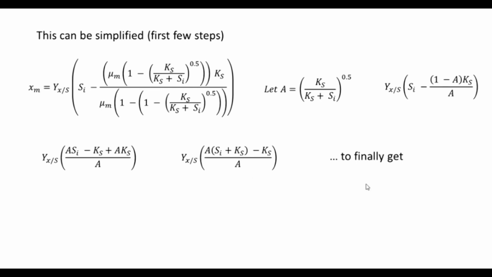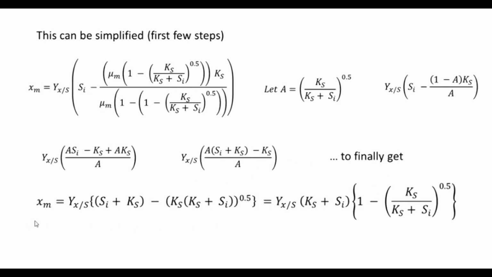You need to follow this for a few steps till we get Xm equals Y X/S into Si plus Ks minus the square root of Ks into Ks plus Si. Okay, this is the final expression for Xm. I have just written this with Ks plus Si outside as common: Y X/S into Ks plus Si into 1 minus Ks by Ks plus Si to the power of 0.5. This is the expression for the maximum cell concentration.